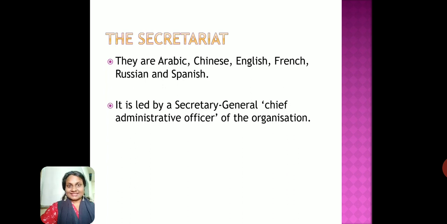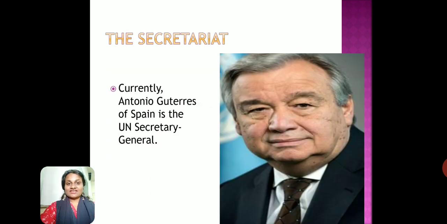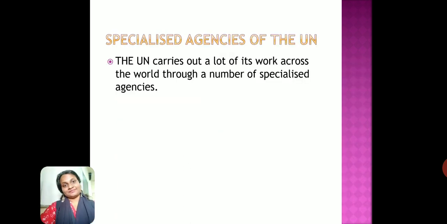Now, the Secretariat is led by the Chief Administrative Officer of the organization, who is called the Secretary General. The Secretary General is a very important post in the United Nations. The Secretary General is the head of the Secretariat, and he is the Chief Administration Officer. Who is the current Secretary General? It is Antonio Guterres of Spain. So who is the current UN Secretary General? It is Antonio Guterres from Spain.